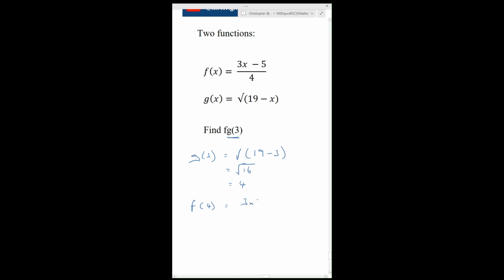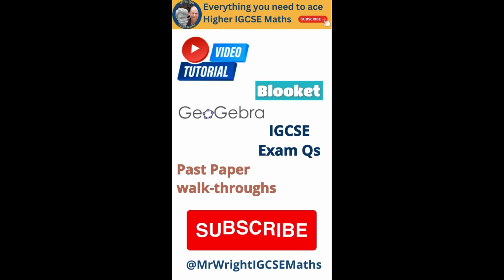So F of 4 is 3 times 4 minus 5, all divided by 4, which is 12 minus 5 divided by 4, which is 7/4, or 1 3/4.